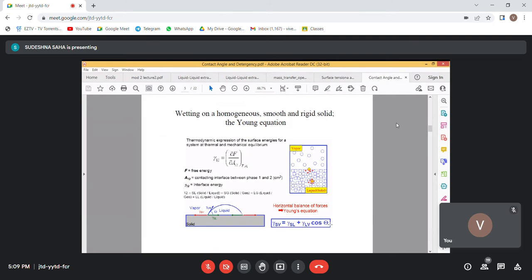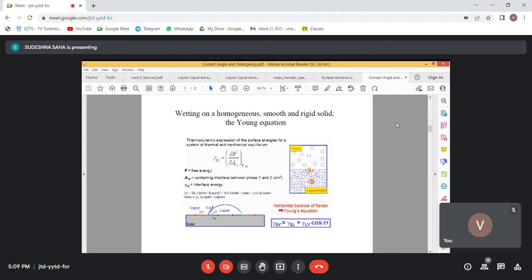Okay. Now, for a certain solid and liquid combination, if we know the contact angle by experiments, because there are certain experimental measurement techniques which can directly be used to calculate the contact angle of a solid liquid system.